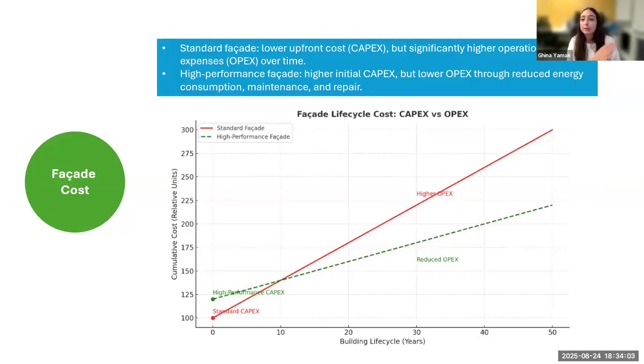So when we talk about cost, we also need to think about the OPEX and the CAPEX. What is that? It's the capital cost and the operational cost. So CAPEX, or capital expenses, is the upfront investment. This is everything that goes into the facade at the construction stage: design, materials like glass, aluminum, insulation, shading devices, and all those other elements.